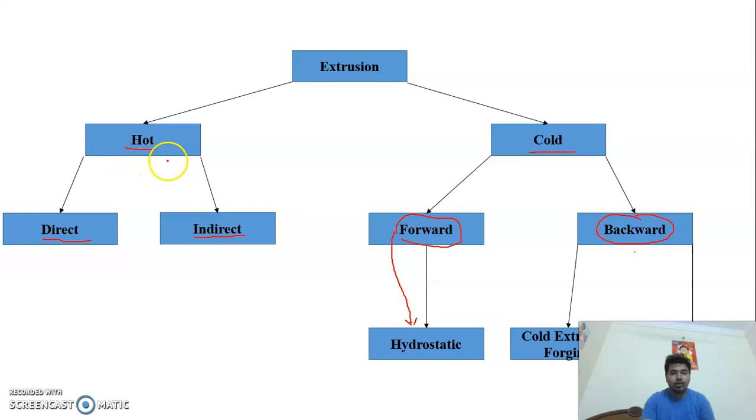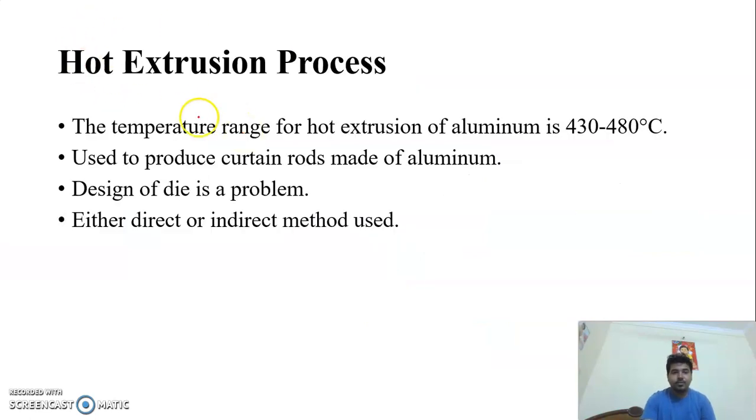First, what is hot extrusion and what is cold extrusion? In hot extrusion, when we give the raw material a temperature more than the recrystallization temperature, then the extrusion process is called the hot extrusion process. What is recrystallization temperature?